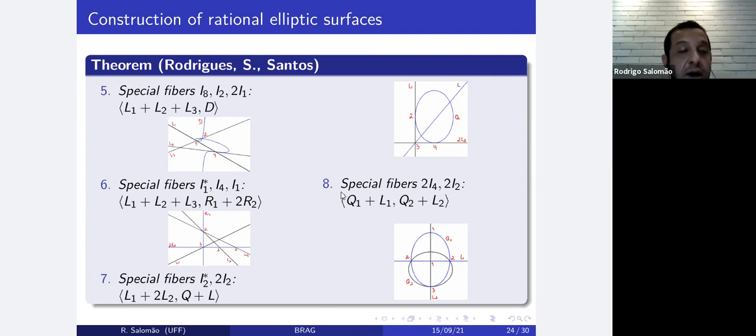Okay, well, after this, we have in mind to understand fibrations by elliptic curves that have isomorphic generic fibers. So in order to do this, we will use the freedom of choice of generators for each of these pencils.